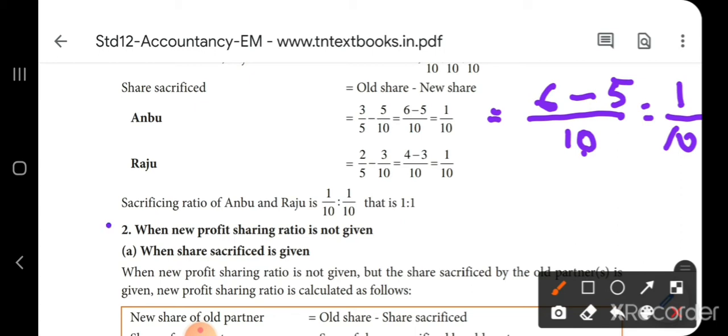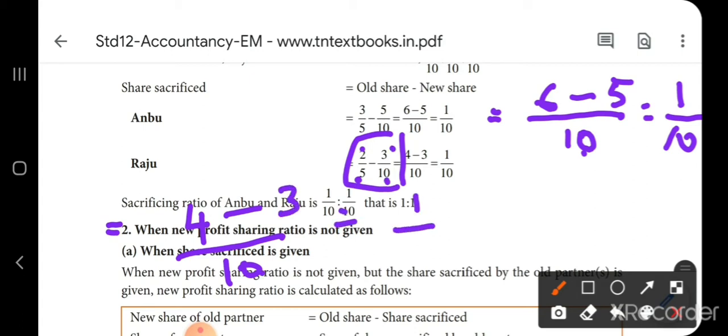Okay. Next for Raju, if you calculate 2 by 5 minus 3 by 10, I told you. So the total LCM if you take it is 10. So 5 2s are 10. That means 2 into 2 is 4 minus 10 1s are 10. That means 3 into 1 is 3. So which is 1 by 10.